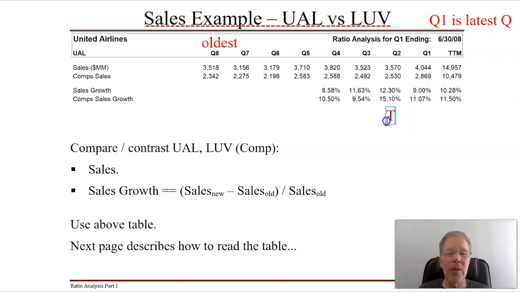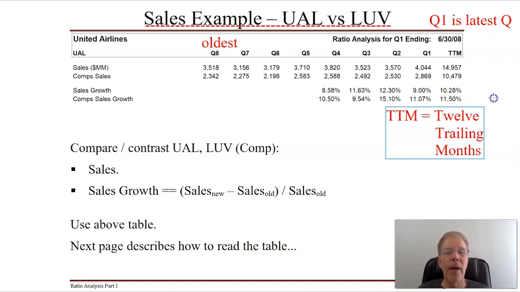Also, let me just throw in here right now, TTM is short for trailing twelve months. This is a term of art that everybody uses in finance and accounting. And if a company is reporting quarterly, which clearly these two companies are, twelve trailing months equals the past 4 quarters. All right, so what do I have here? I have 8 quarters' worth of sales for UAL here.